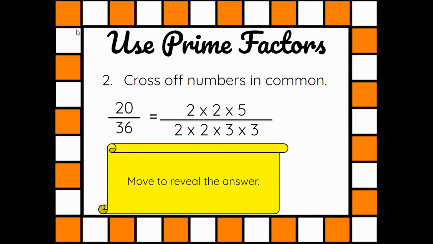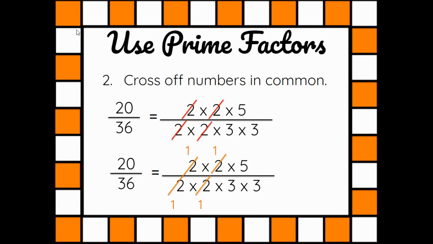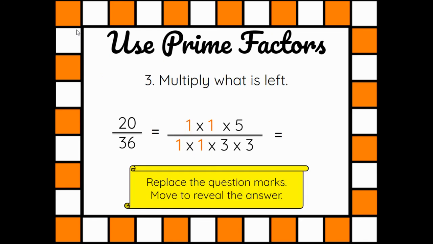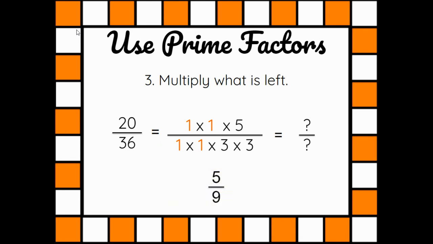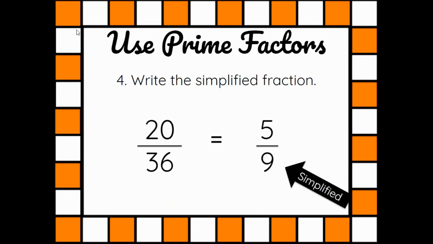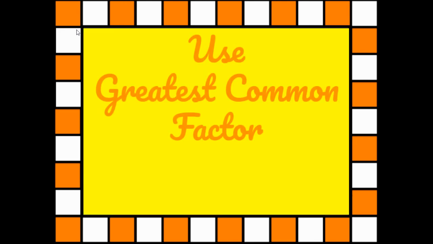We're going to cross off what's in common. So we have 2 in the numerator and denominator. Again, we have 2 in the numerator and denominator. Those become 1s. We're going to multiply what's left, and we get 5/9. So the simplified fraction, when we write it, is 5/9.